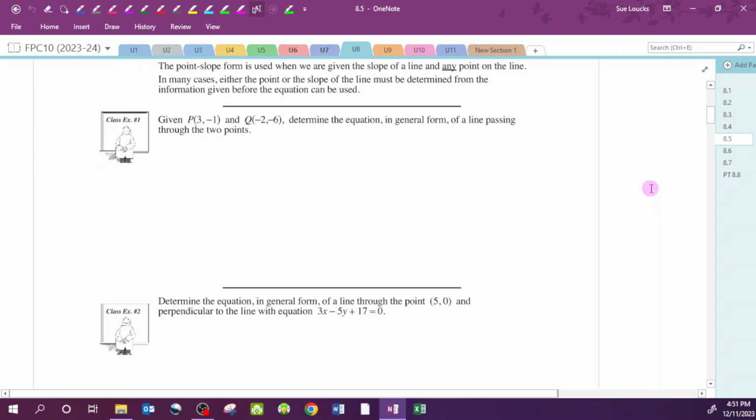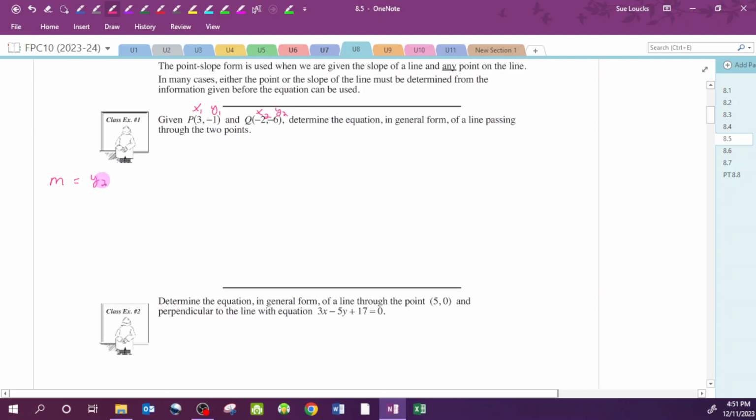So either way, I need my slope. That's the first thing I'm going to do. I'm just going to label this: this is x1, this is y1, x2, y2. If I don't do that, I get them wrong. So I'm going to do that.